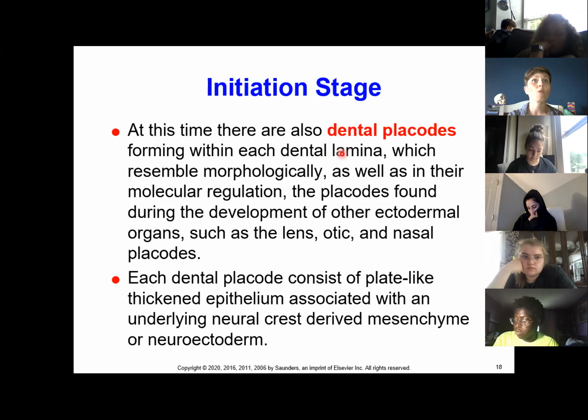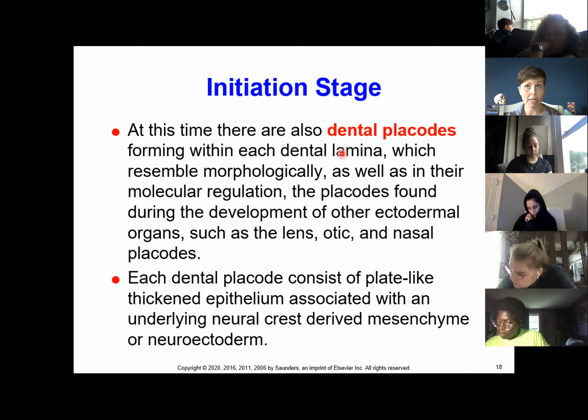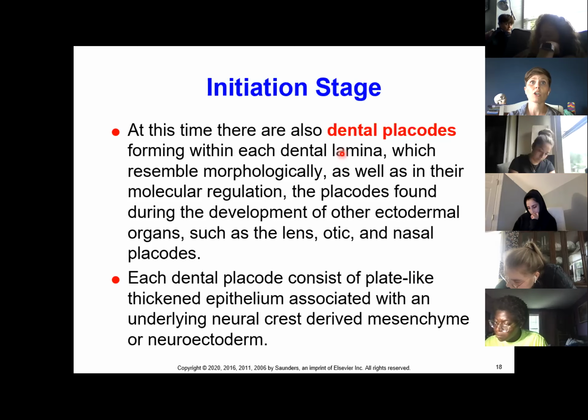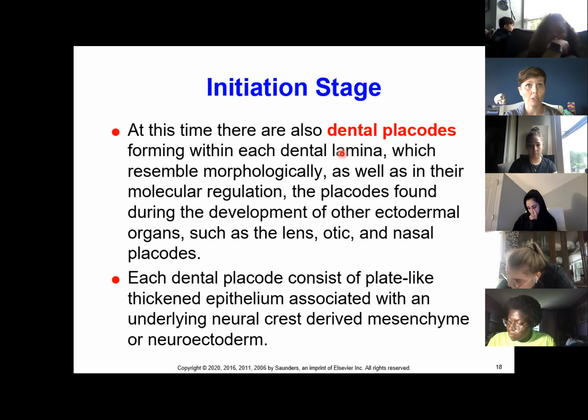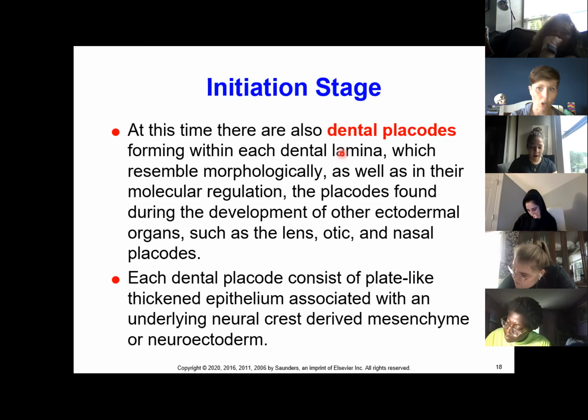So the placodes forming within each dental lamina resemble, morphologically as well as in their molecular regulation, the placodes found during the development of other ectodermal organs, such as the lens, optic, and nasal placodes. Each dental placode consists of a plate-like thickening of epithelium associated with an underlying neural crest-derived mesenchyme, or the neuroectoderm.